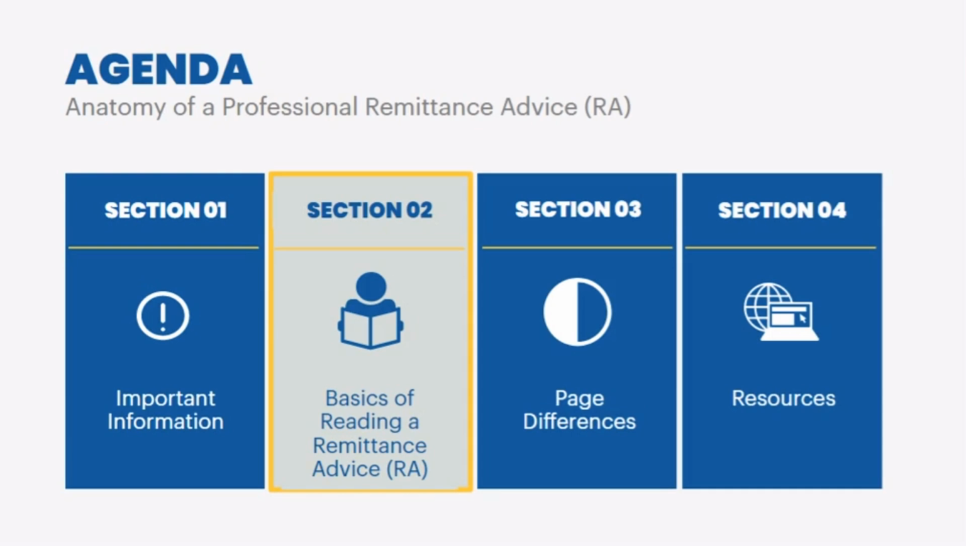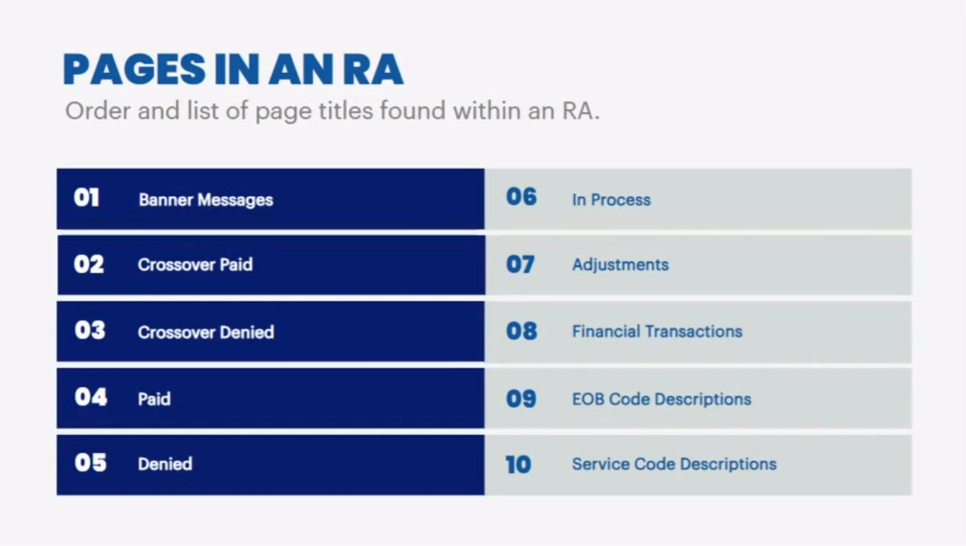Any images of the remittance advice have been created for the purpose of this training and do not include any PHI. A professional RA may include all of the page types listed on your screen. The pages will always be present in this order, but not all pages may be present if there is not a claim or information matching that distinction. Please pause the video to read through the page types in order.